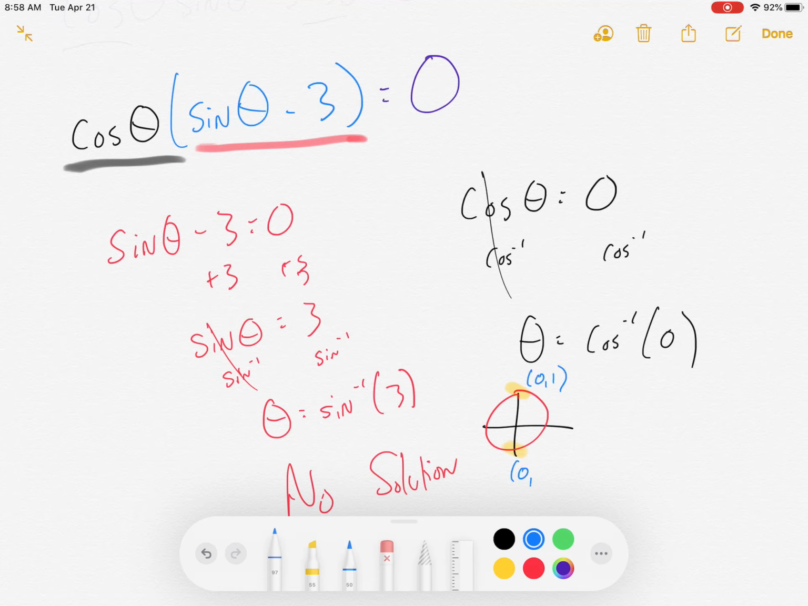You can just look on your unit circle and say, well, here I have an x value of 0 and a y value of 1. Here I have an x value of 0 and a y value of -1. Or you can go to your calculator, clear everything out, do inverse cosine of 0, and you should get 90. So we actually have 2 answers here. The calculator only gives us 1, but your 2 answers should be this one up here, which is 90 degrees, and this one down here, which is 270 degrees.